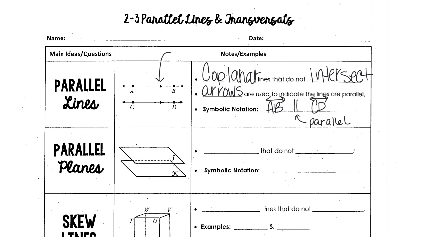Parallel planes are planes that do not intersect. So it's very similar to lines. Okay, they're never going to touch. In symbolic notation, we can say plane J is parallel to plane K.